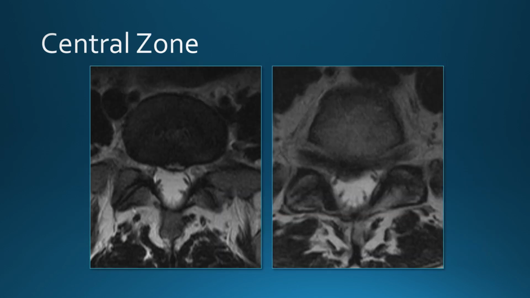Okay, so let's look at some examples. This is in the central zone. So the one on the left is a central disc herniation. The one on the right also involves the central zone, but it's centered a little bit to the right of midline, so we'd call this a right central disc herniation. You can also use the term right paracentral, but right central is shorter, so I prefer that.